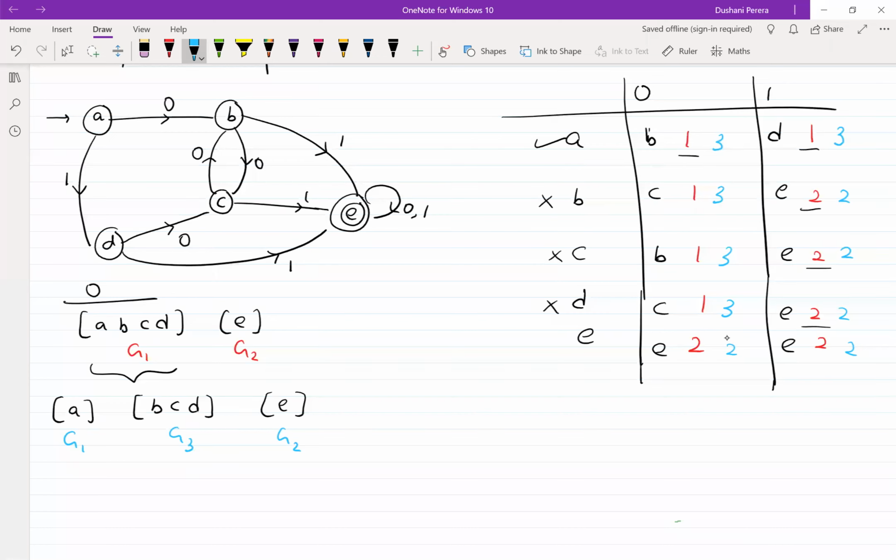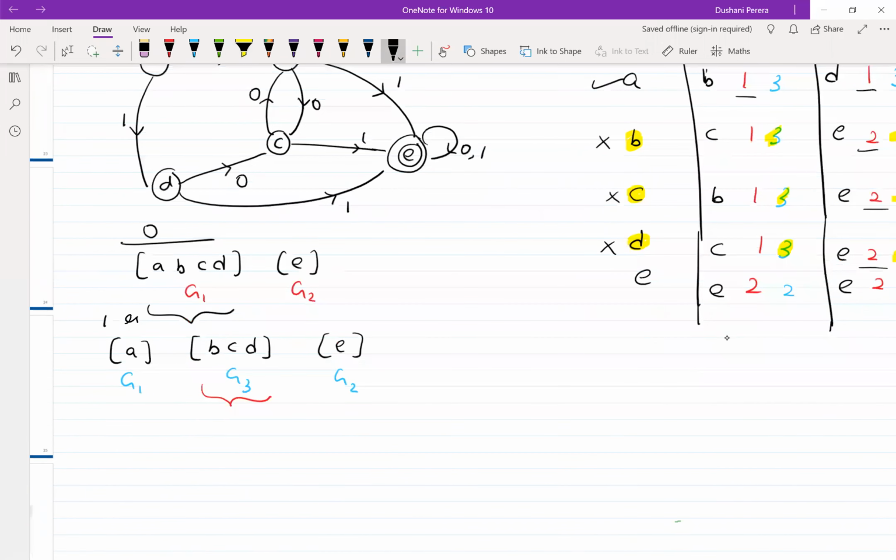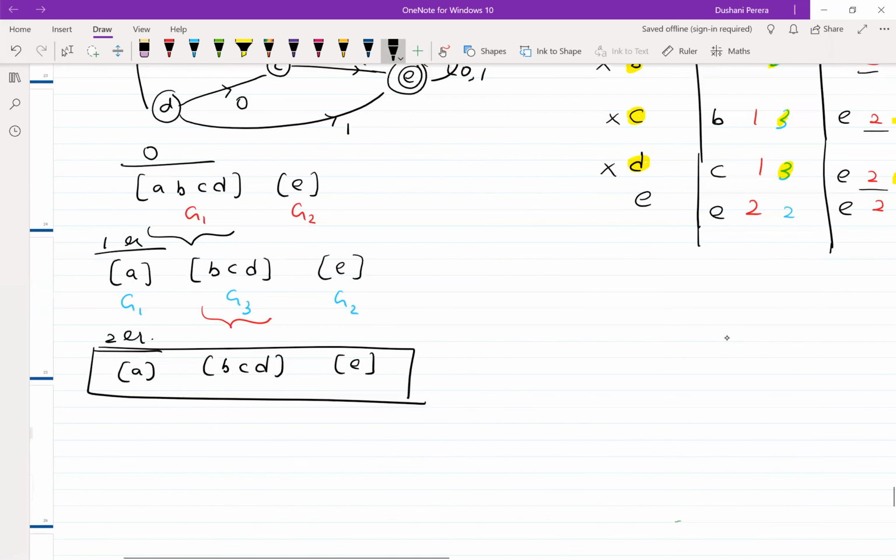Now whom are we looking at? We are looking at these 3, B, C, D. We are checking if they can be separated or not. So let's see where they go. 3 2, 3 2, 3 2, which means they cannot be separated because they behave in the same way. So in the next one also we get the same set of groups. Therefore this is the final set of minimized states that we will have in our DFA.